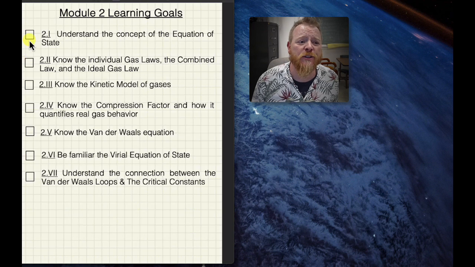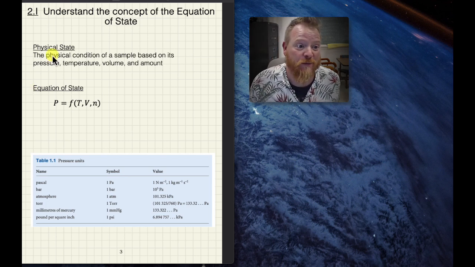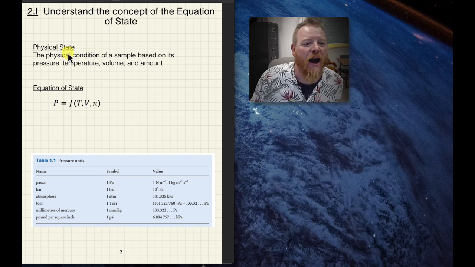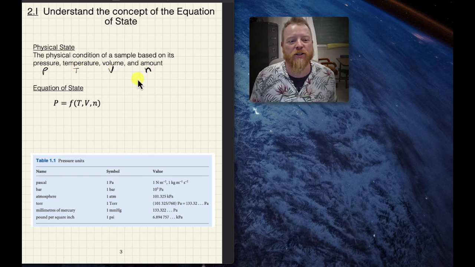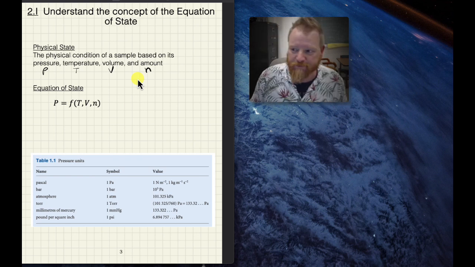So in our first learning goal here, 2.1, we're just going to start it really simple by trying to understand the concept of an equation of state. So first, let's just ask, what is a physical state? Again, I said we're going to be real basic here. The physical condition of a sample based on its pressure, its temperature, its volume, and its amount, which hopefully I don't have to tell you what that letter n stands for, number of moles, right?